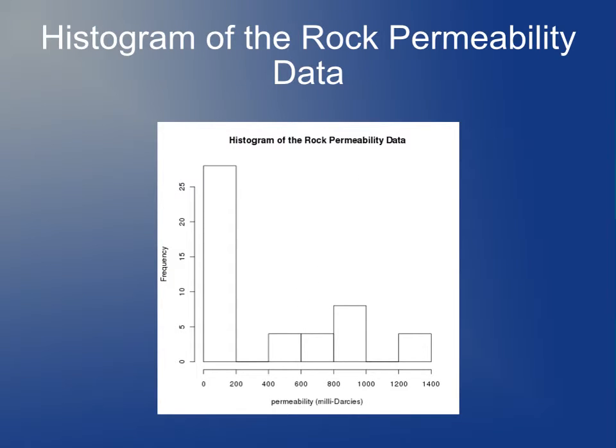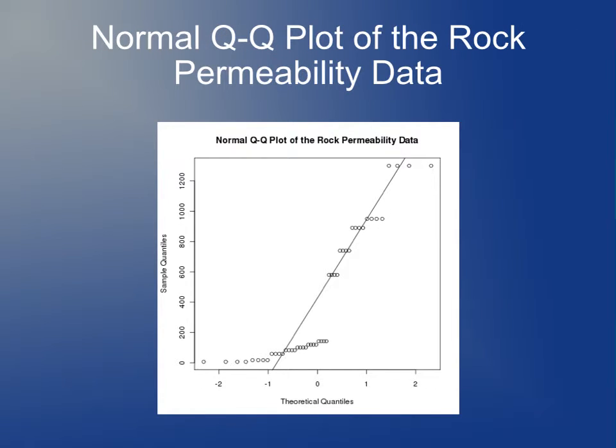Here's another data set from R on rock permeability, and you can see it has a very heavy right tail. Most of the observations in the data set have low permeability, but there's a heavy right tail with higher permeability. We draw the normal QQ plot there, and once again, it's not anywhere close to being a straight line. You would conclude that this data is not normally distributed.